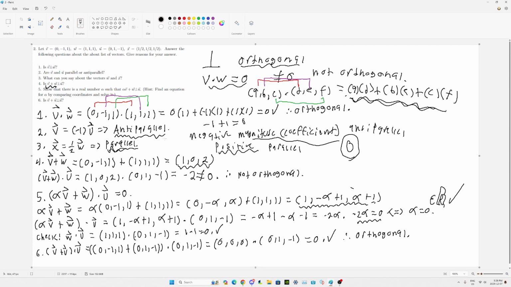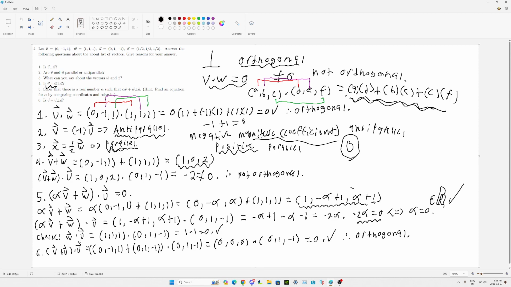So we can check it. If we put our alpha equal to 0 back in, alpha v is just going to go to 0, right? 0 times v is just 0. So what we're left with is w dot u, right? If we check w dot u, 1 times 0, 0, 1 times 1, 1 times negative 1, that's 1 minus 1, goes to 0, so it works, right? So that is correct. The next one is v plus u orthogonal to u.